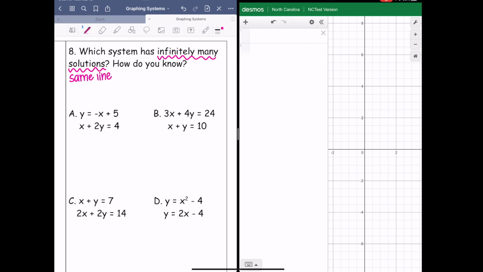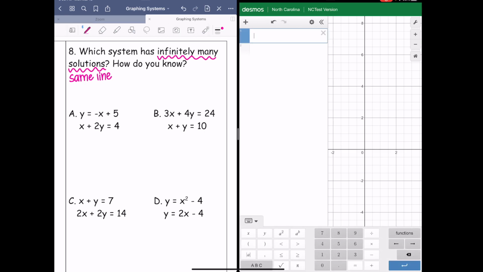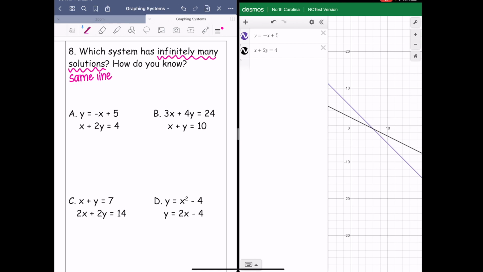Okay, so we're going to know that one of these systems has infinitely many solutions if the graphs are the exact same line. So I'm going to pull up in Desmos that keyboard and type in each system separately. So y equals negative x plus 5 and x plus 2y equals 4. Okay, that has an intersection. So this graph looks like two lines. Okay, this graph looks something like this. So this one has one solution because they cross one another.